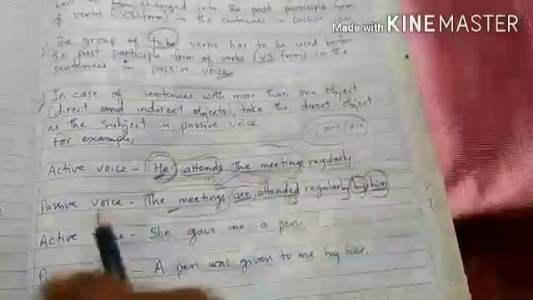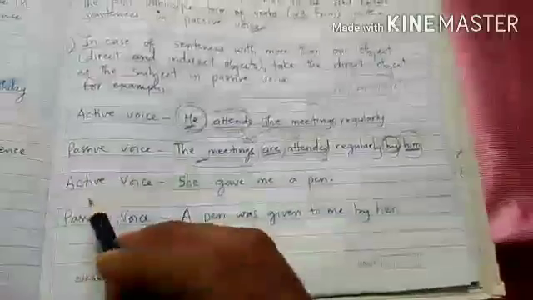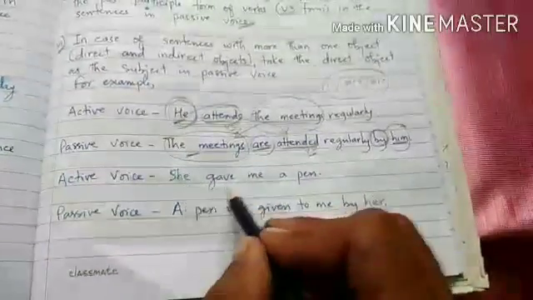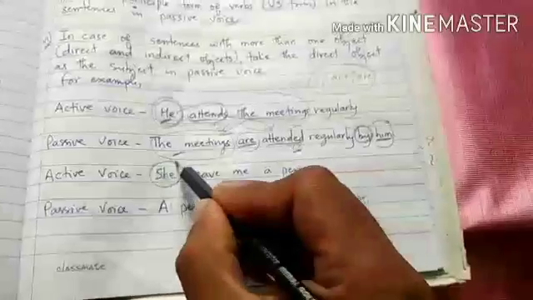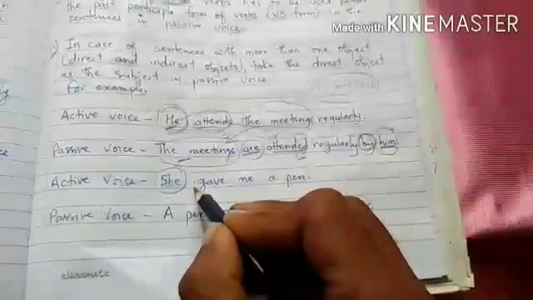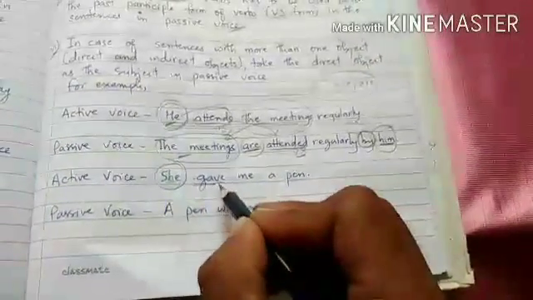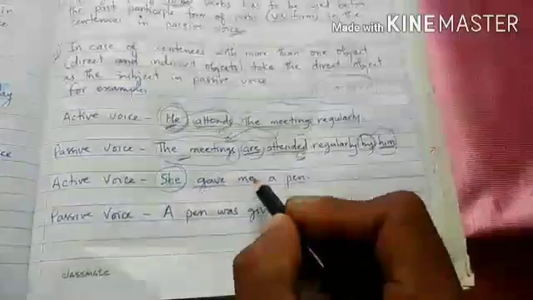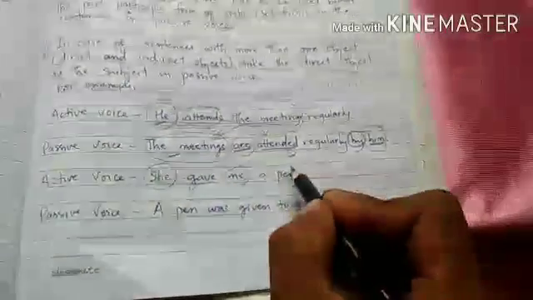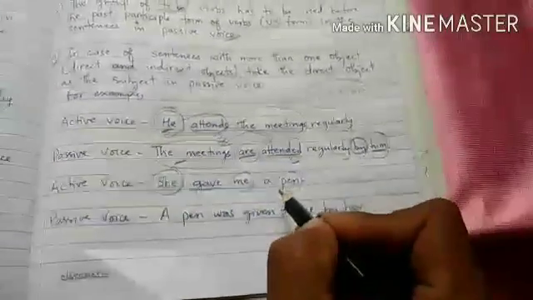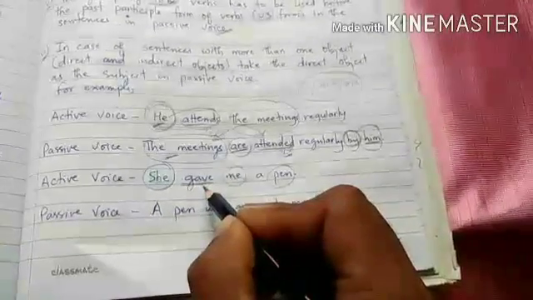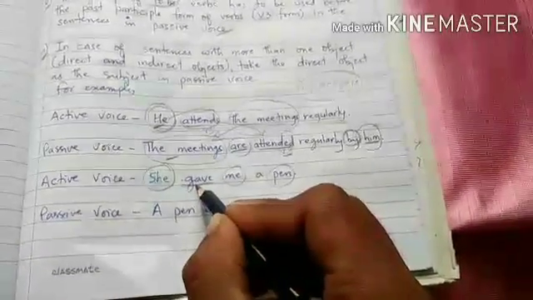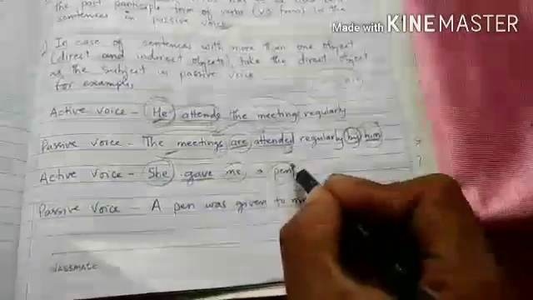Okay. Now see here. Another example in active voice is she gave me a pen. She gave me a pen. What is the subject here? She. What is the object? What is the verb? Action of giving, gave. So we have two objects here. One is me and another is pen. So when we keep the question what after the verb, then we will get the direct object. What did she give? A pen.